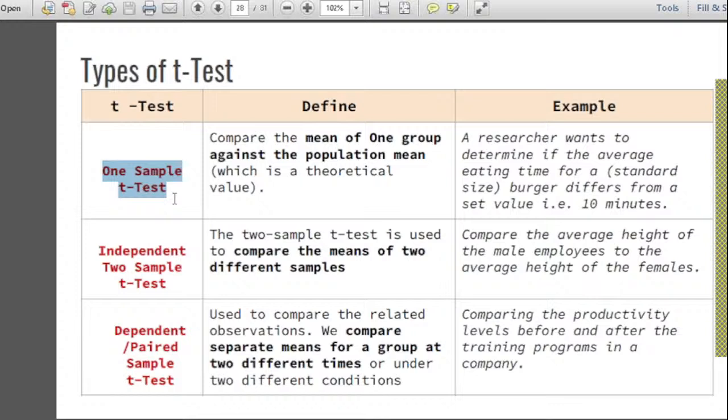Example, a researcher wants to determine if the average eating time of a standard size burger differs from a set value, that is 10 minutes. Okay, so you are comparing two sets of data here, two sets of data from two distributions, population and sample.